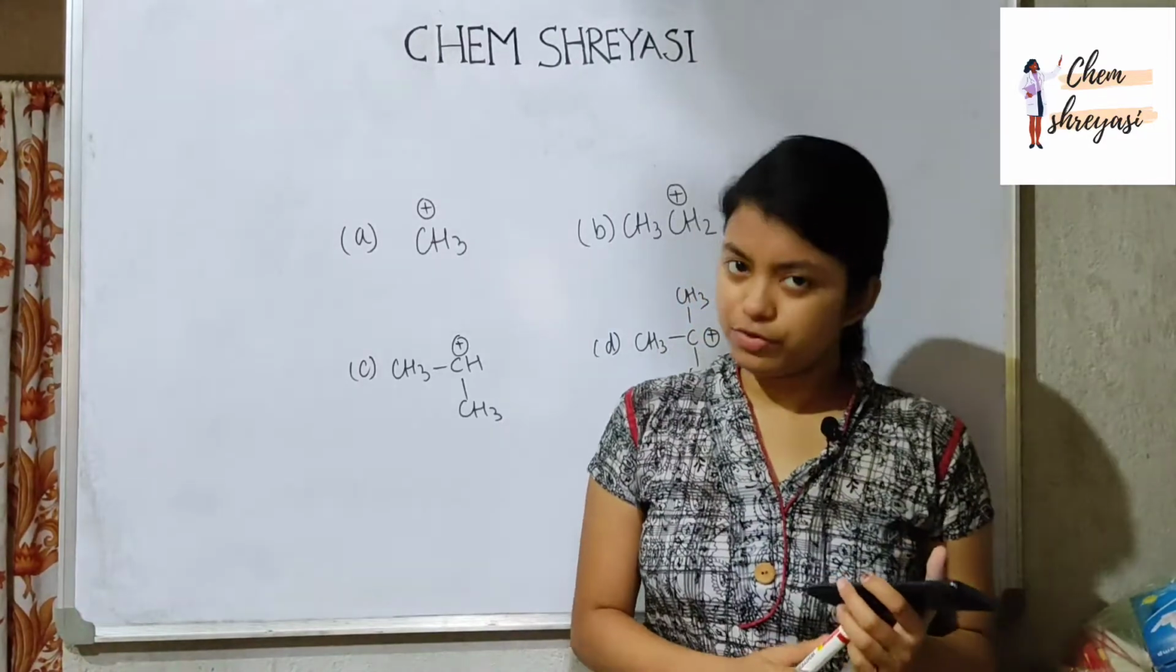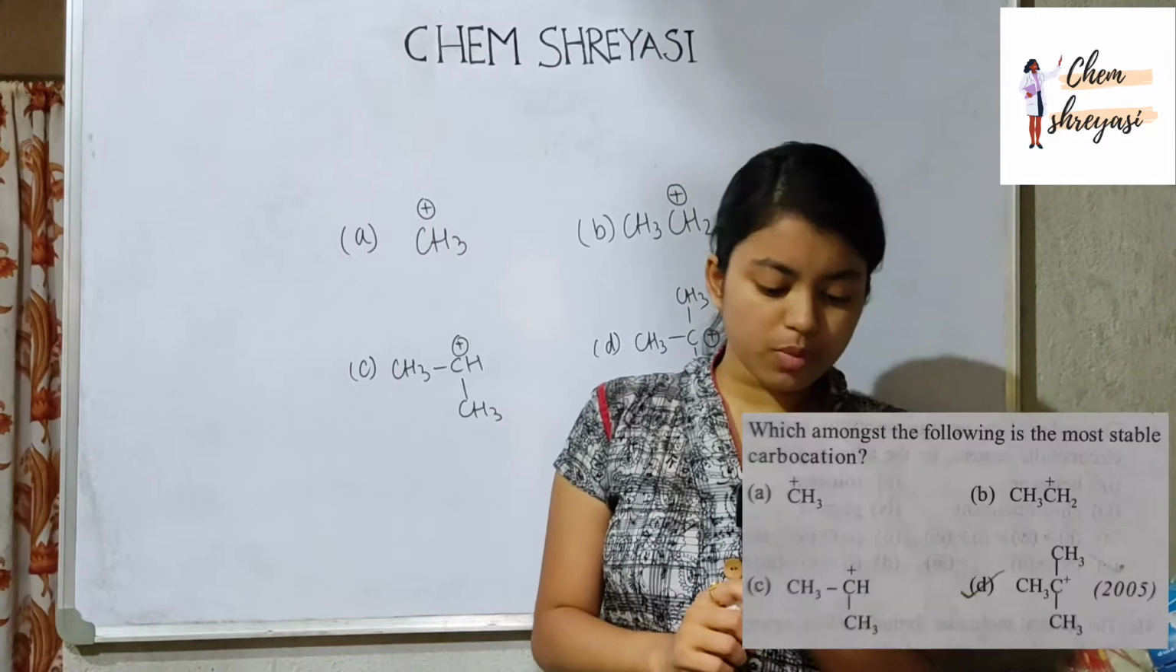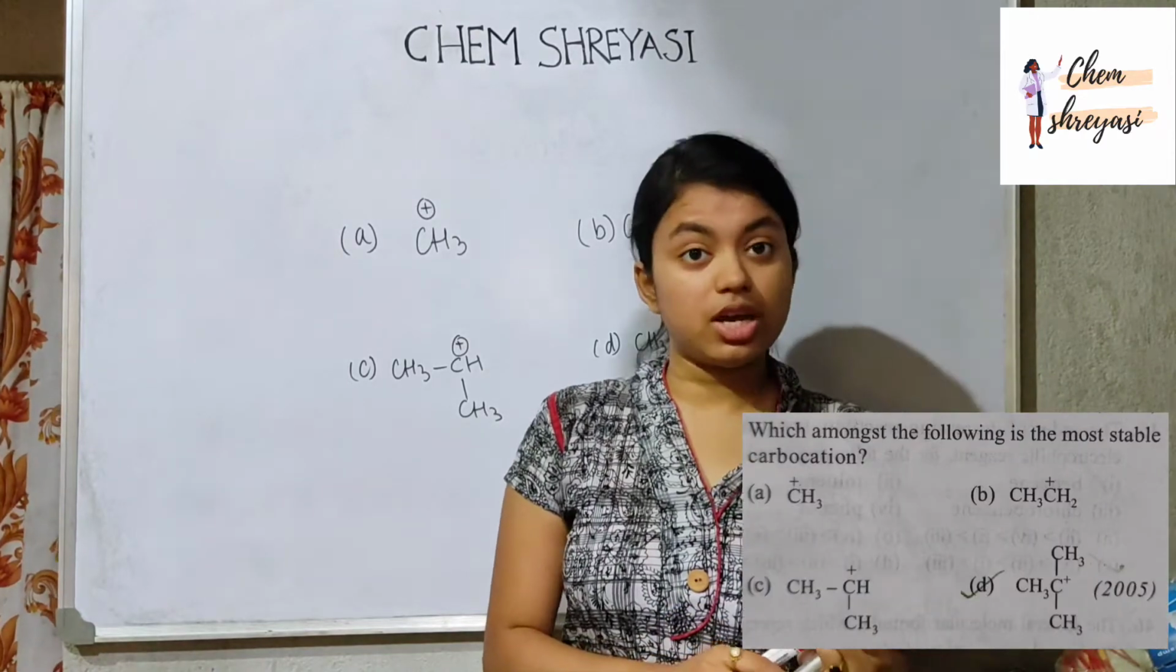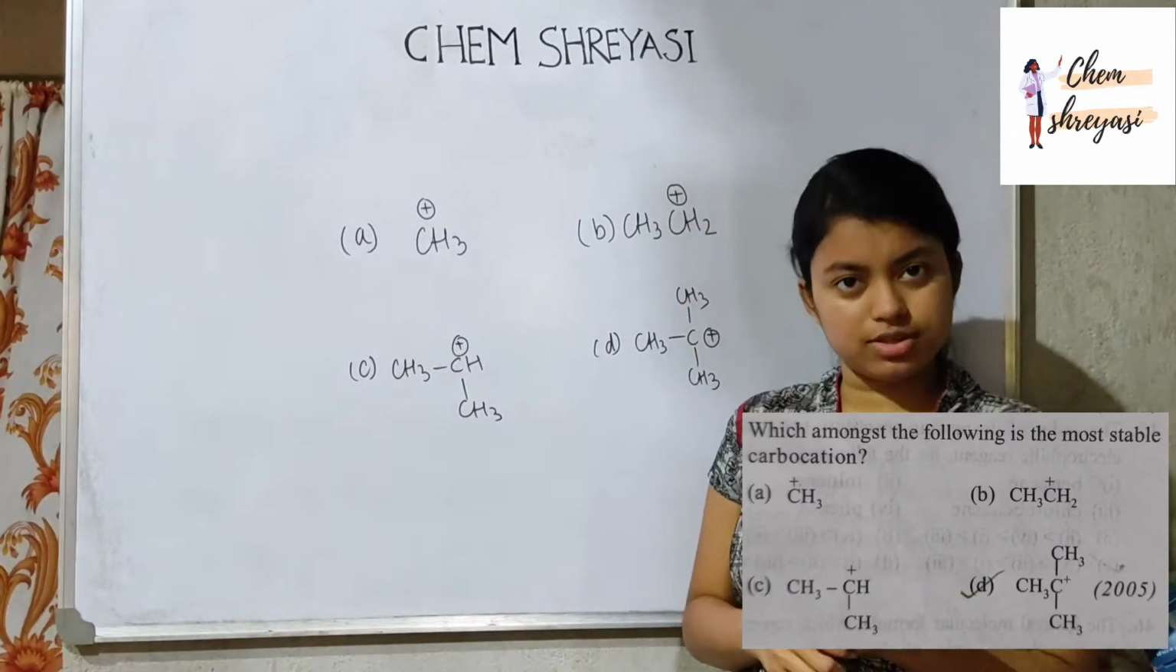So let's start our first question. The question is, which among the following is the most stable carbocation? And these four are the options here.